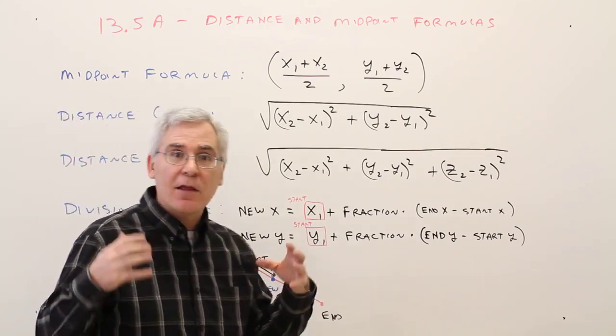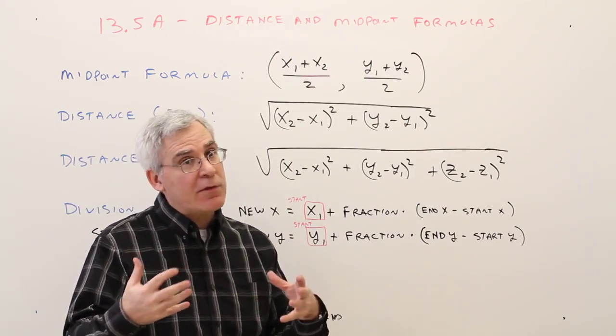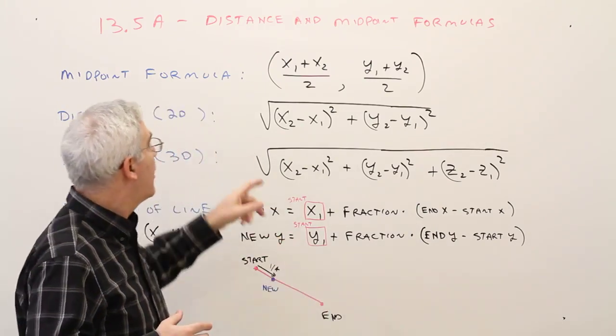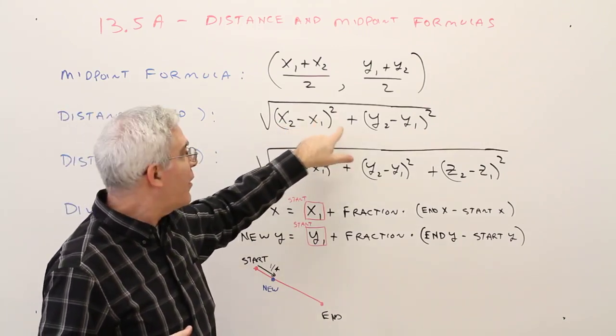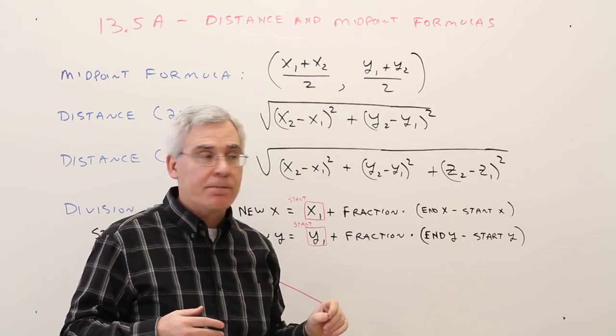Distance formula in 2 dimensions, really this stems from the Pythagorean theorem. So it's a square root of the difference in x's squared plus a difference in y squared.